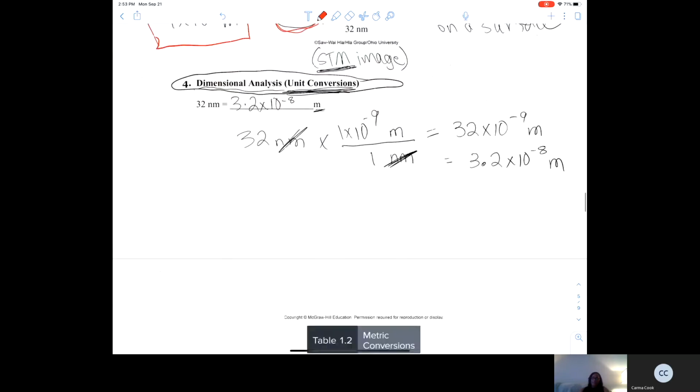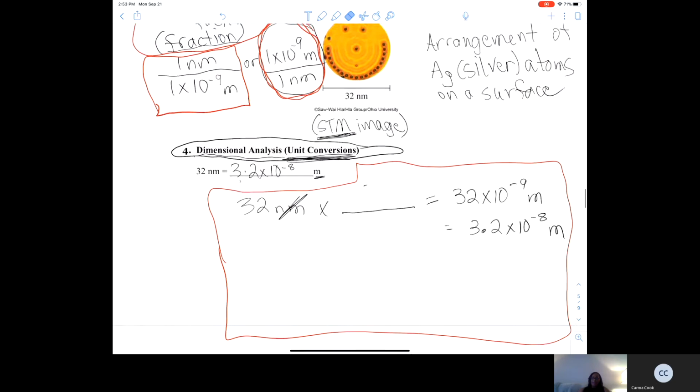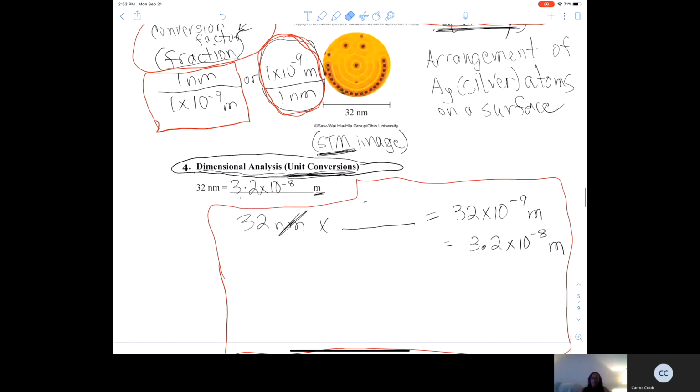So if we have 32 nanometers, that is equivalent to 3.2 times 10 to the negative 8th meters. To do the conversion, we take 32 nanometers, and we want to multiply that 32 nanometers by the conversion factor needed to convert the nanometers to meters. Well, we want to get rid of nanometers, and we want to convert those nanometers to meters. So we would want to use this version of the conversion factor, because our conversion factor is also a fraction.